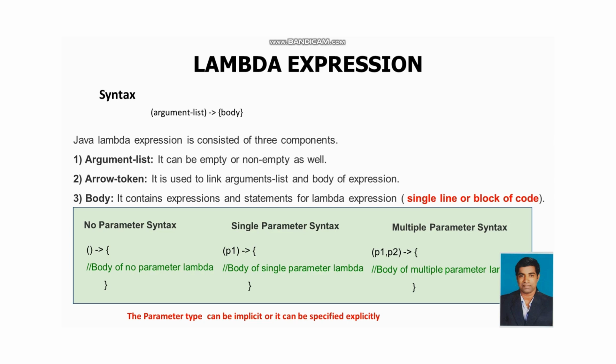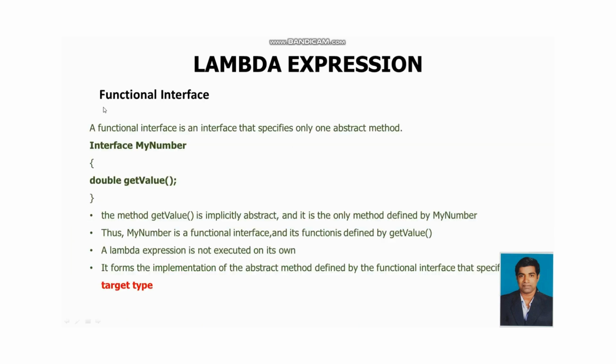No parameter syntax, one example they showed, and single parameter and multiple parameters. There are three different argument lists they showed: no parameter, one parameter, and multiple parameters. A functional interface is an interface that specifies only one abstract method. So here the interface MyNumber has one abstract method, double getValue. If only one abstract method is present in the interface, then it is a functional interface. The method getValue is implicitly abstract, and it is the only method defined by MyNumber. MyNumber is a functional interface defined by the getValue method.